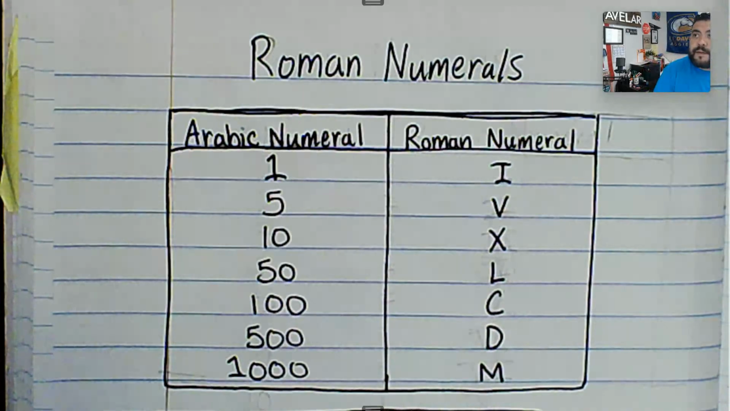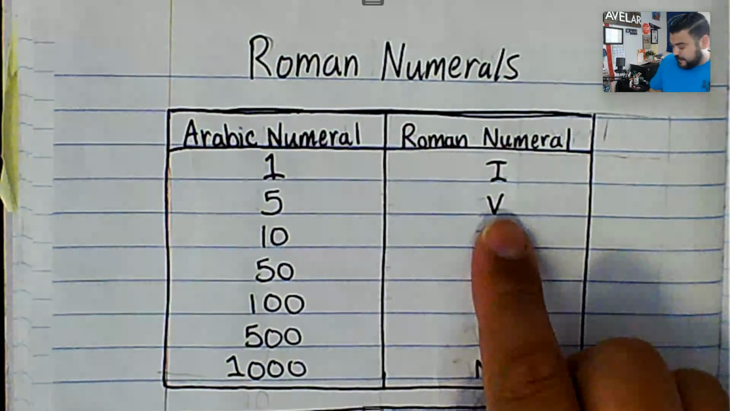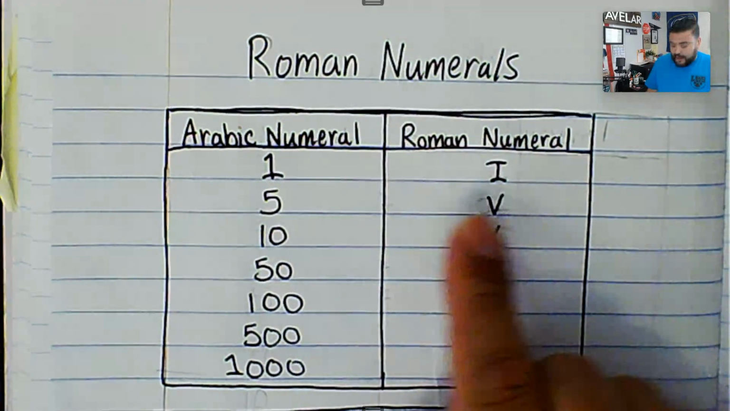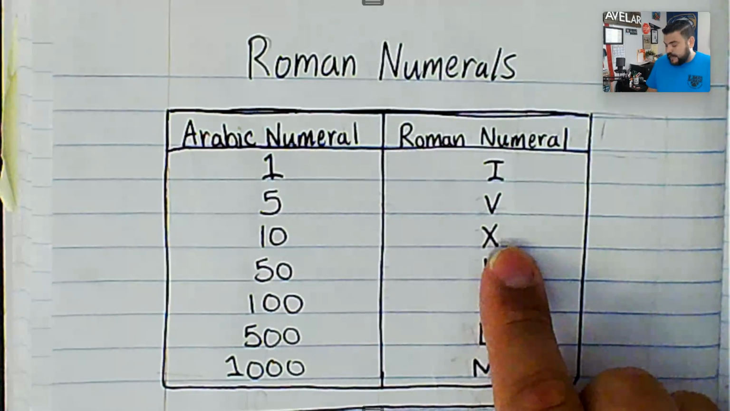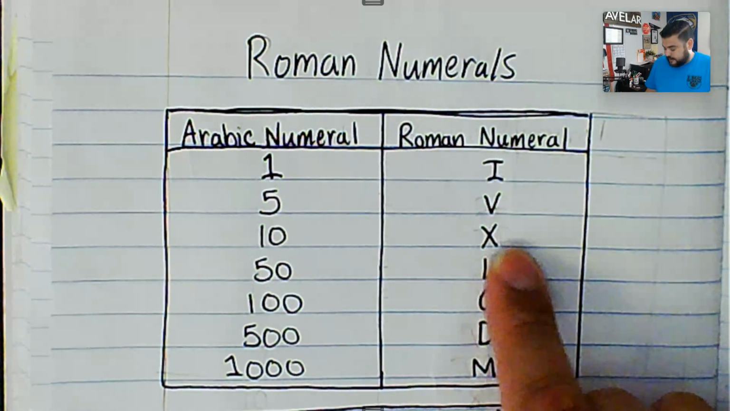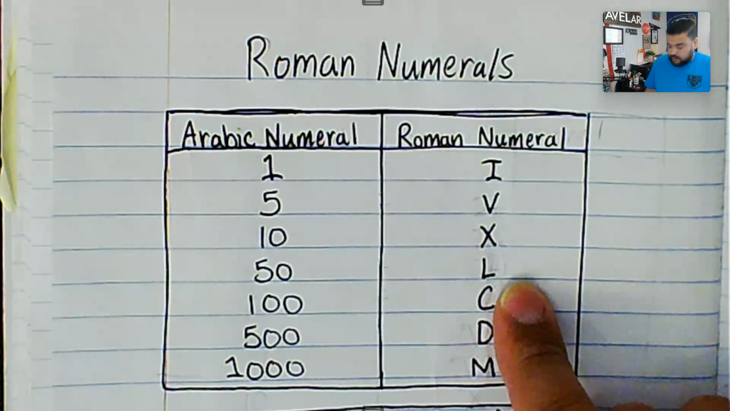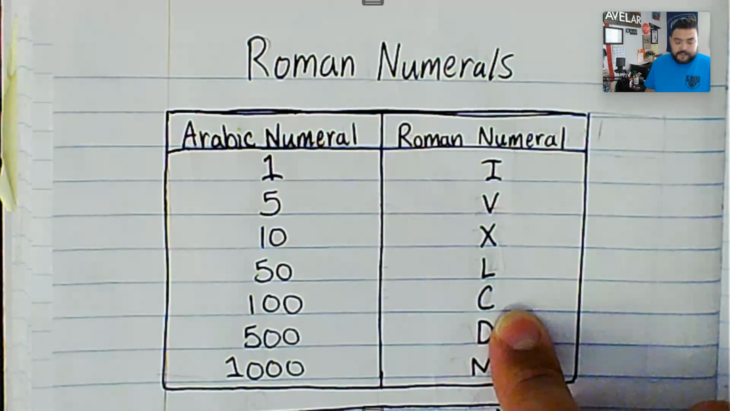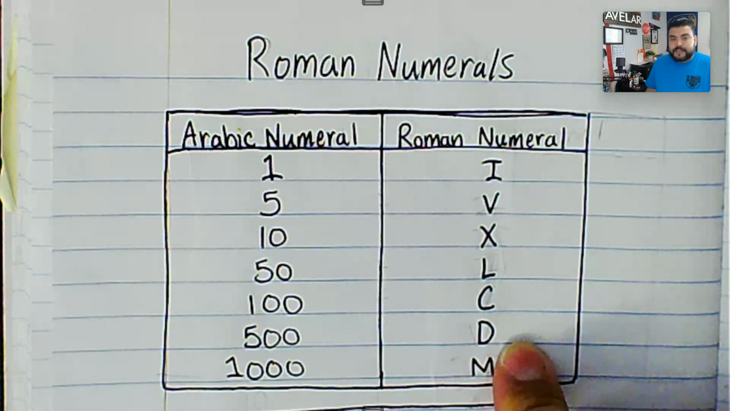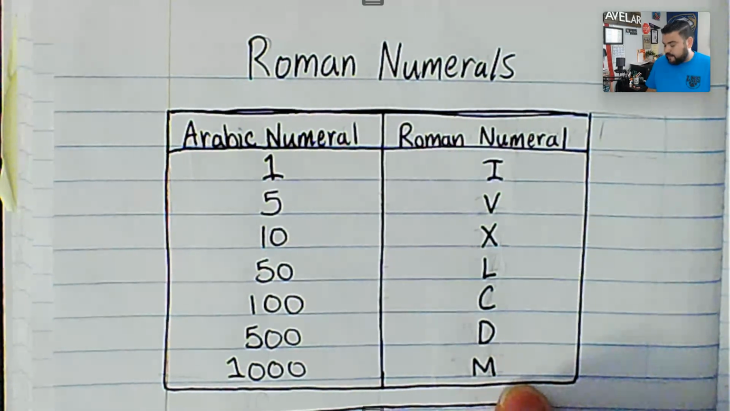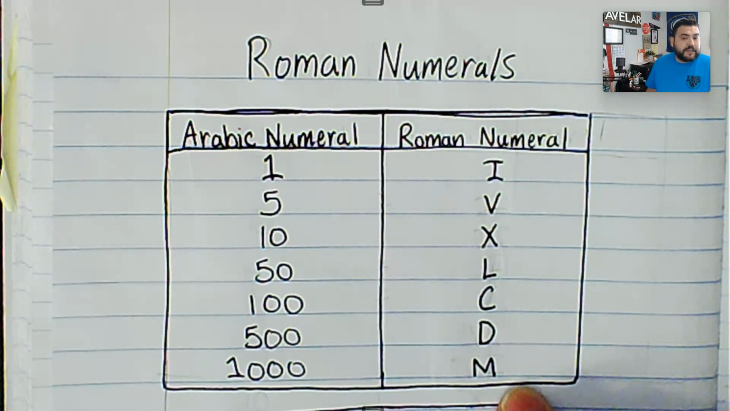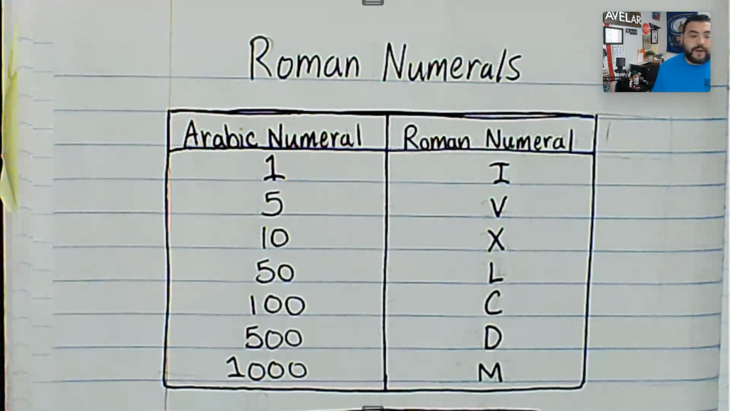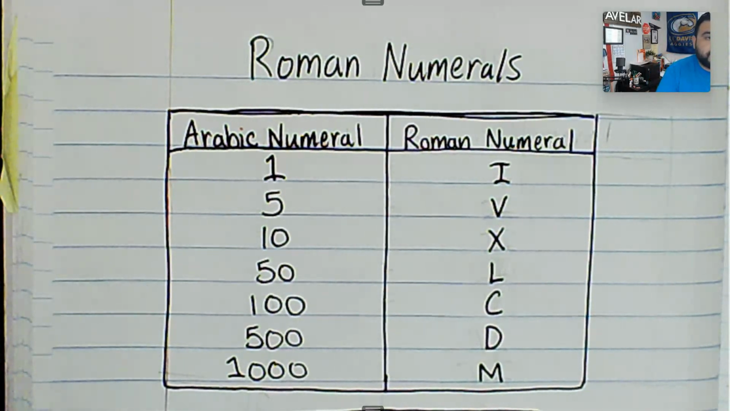So then we have a V, which represents a 5. An X represents 10. An L represents 50. C represents 100. D represents 500. And M represents 1,000. So go ahead and write your table down. It's almost going to be like our key.